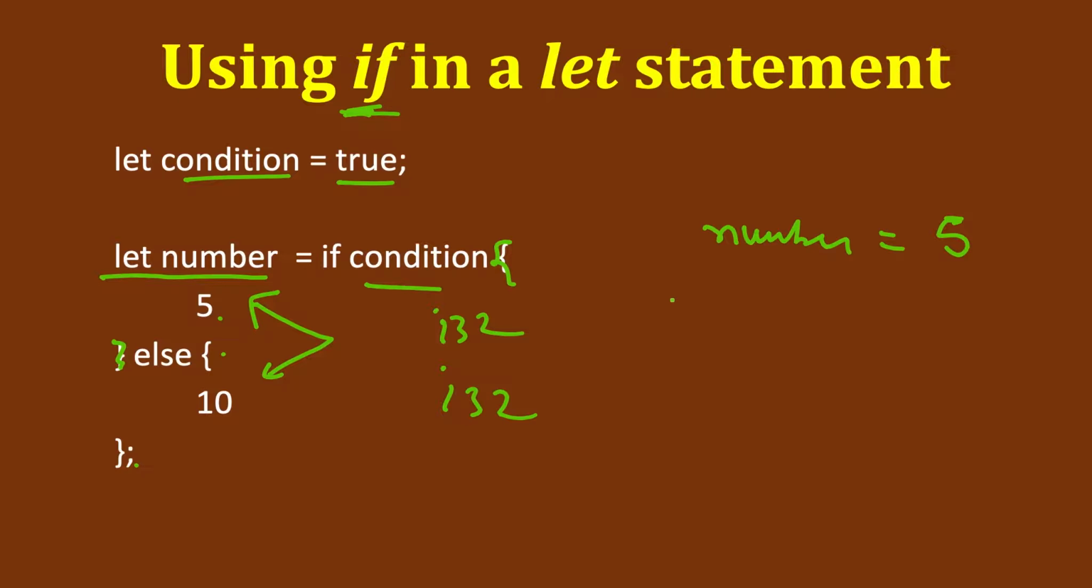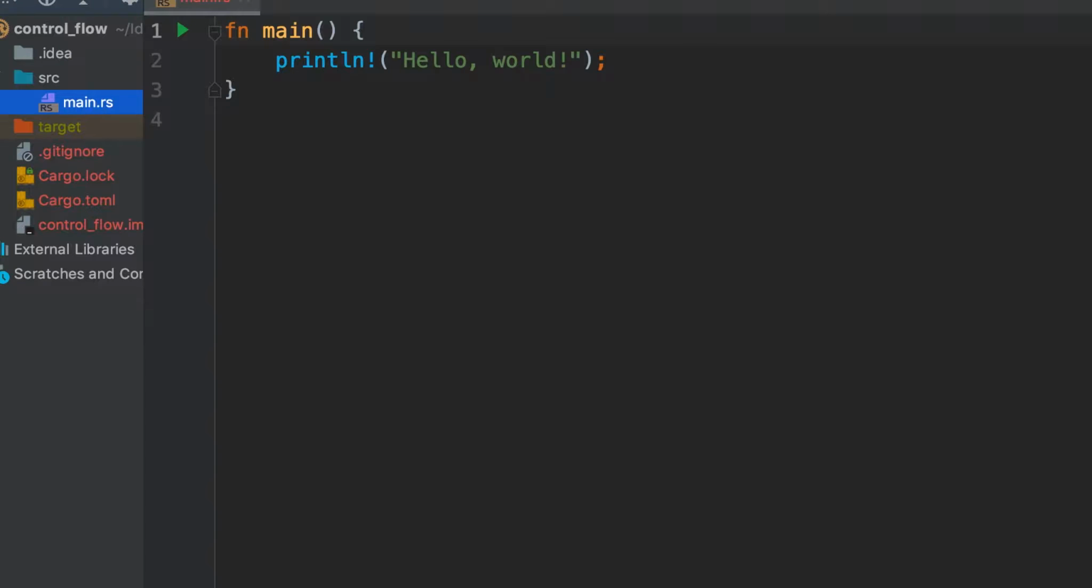But let's say we have this 5 but here instead of 10 it's a string "10", then this will throw an error, because depending on the condition it will either evaluate to an i32 or a string, so that will be an error condition and we are not allowed to do that. So now let's see all of these in the code.